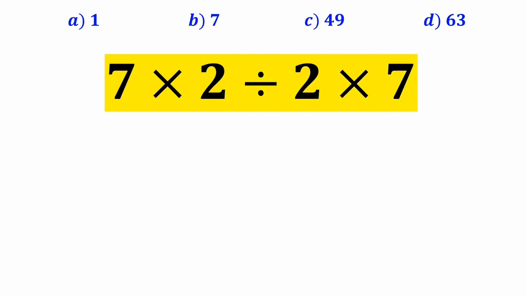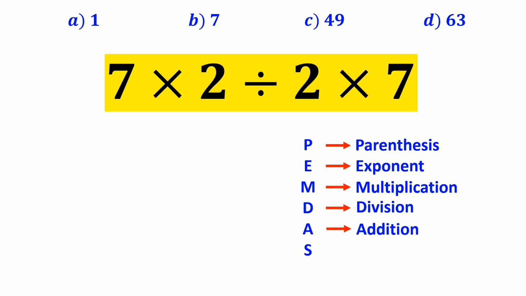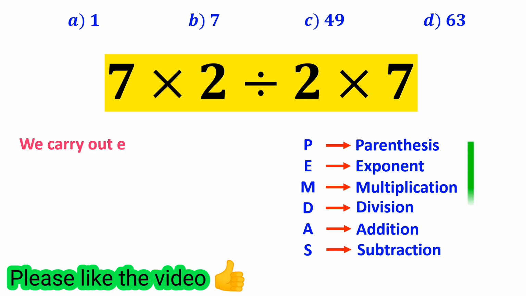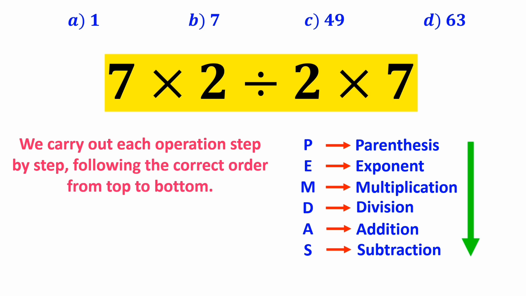To solve this question, we need to follow the PEMDAS rule. In this rule, P stands for parenthesis, E stands for exponent, M stands for multiplication, D stands for division, A stands for addition, and S stands for subtraction. We must carry out each operation step by step following the correct order from top to bottom.